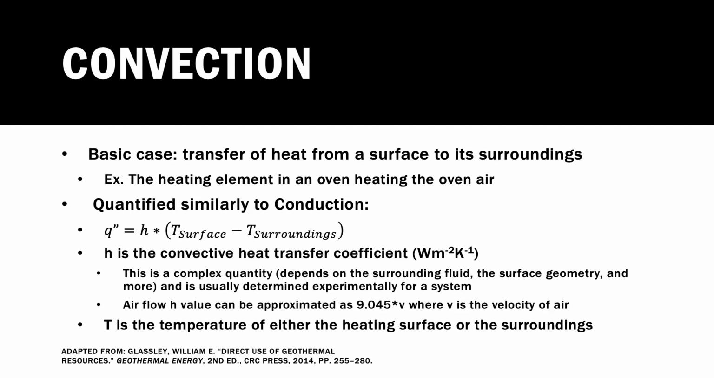This is typical when looking at the overall heat transfer in a system as well. Sometimes a single coefficient and relation can quantify an entire system's heat transfer. Simplistically and conveniently, however, Glassley's book lists the value for this coefficient for airflow as 9.045 times v, with v being the velocity at which the air is moving. Some more of these coefficients are listed in the table in the next slide for reference. The temperatures T surface and T surroundings can be measured in either Celsius or Kelvin, as their difference will be the same regardless.